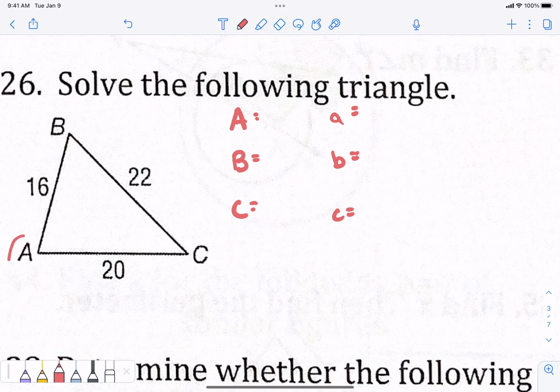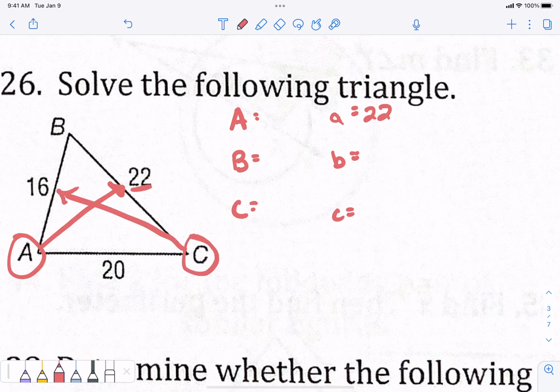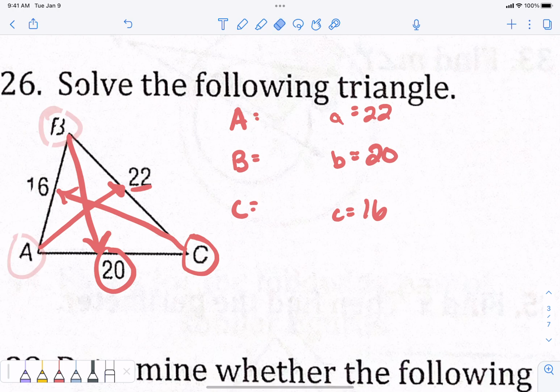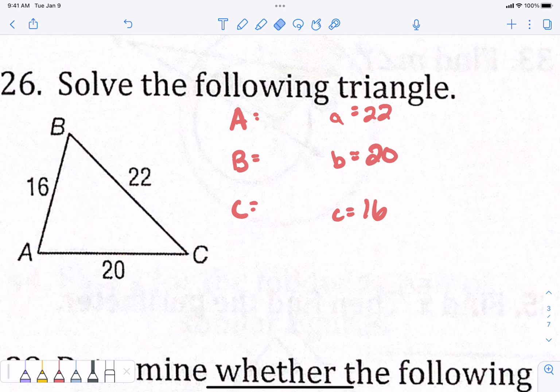So if capital A is here, then lowercase a is 22. So I'm going to put that here. Capital C is here, lowercase c is 16. Capital B is here, lowercase b is 20. So that's how you label those. They're the ones opposite, and you should know that. But if you don't, that's how it works.